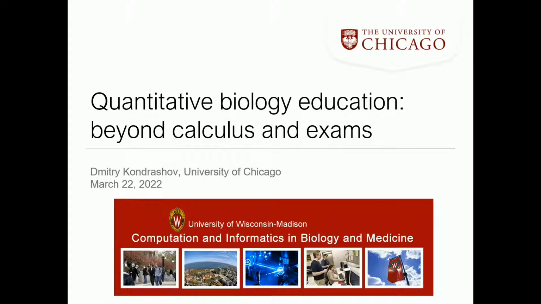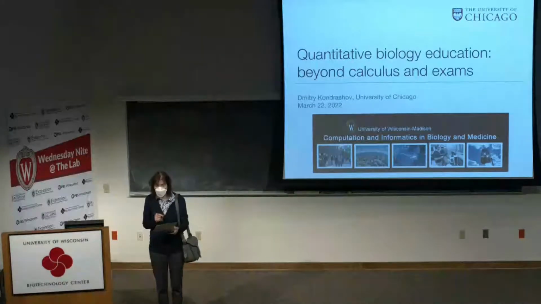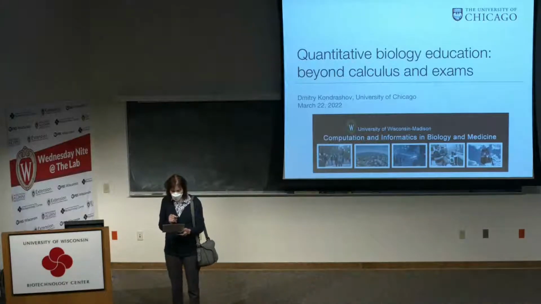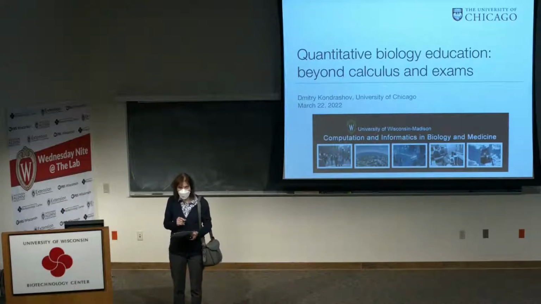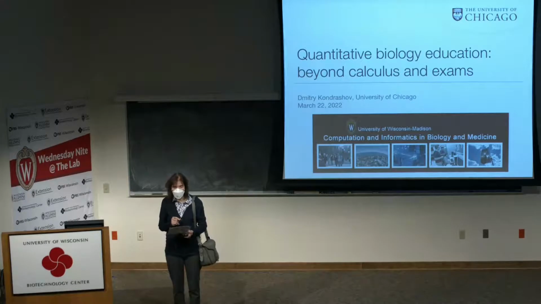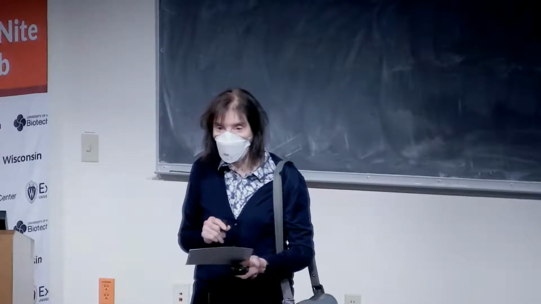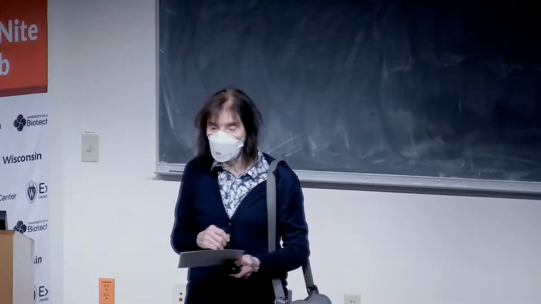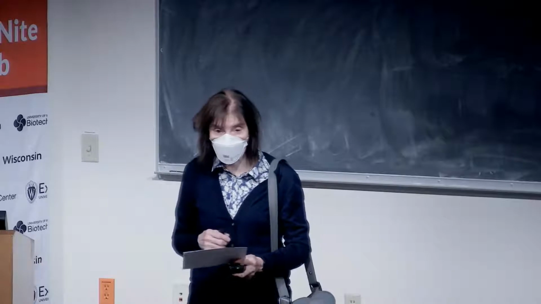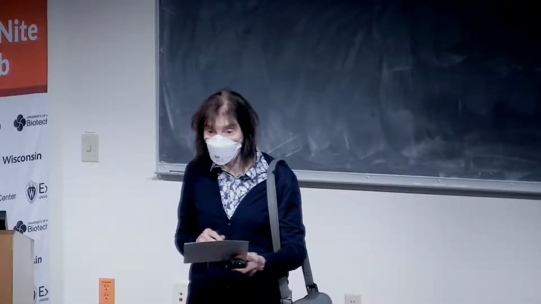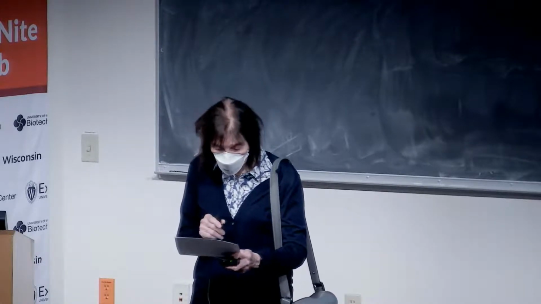Our speaker is Dmitry Kondrashov, who's an instructional professor at the University of Chicago in the Biological Sciences Collegiate Division. Dmitry was a postdoctoral fellow at the University of Wisconsin-Madison in biochemistry and a CIBM postdoctoral fellow from 2005 to 2007. And after that, he moved to his position at the University of Chicago, initially as lecturer and now as instructional professor. I'll tell you a little bit about his background.